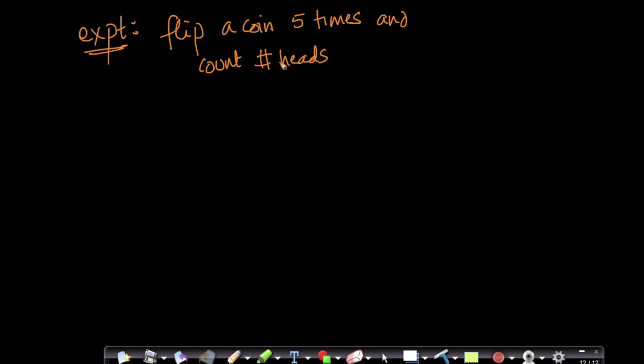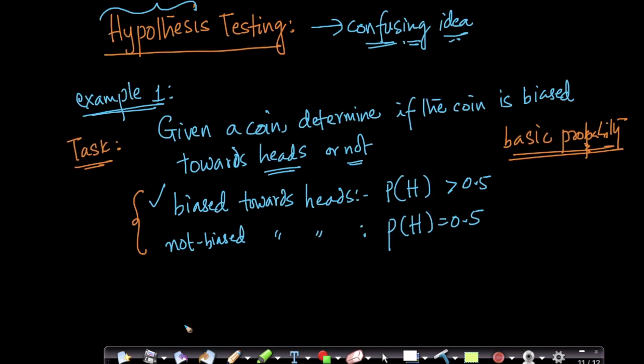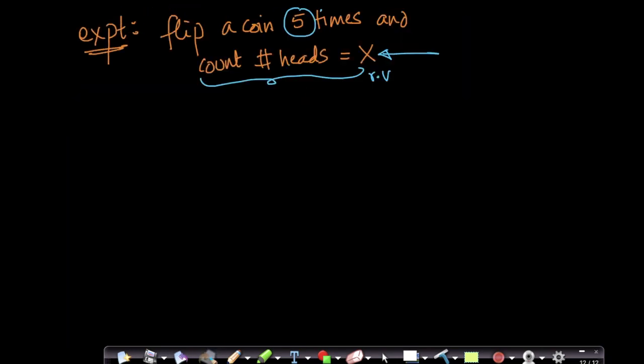And let's say the number of heads I count is capital X. I'm saying that the number of heads that I get when I flip my coin 5 times, let's call it a random variable X. So X here is a random variable, right? It's the number of heads that I get when I flip my coin 5 times. Now this X, in the theory of hypothesis testing, is called a test statistic.